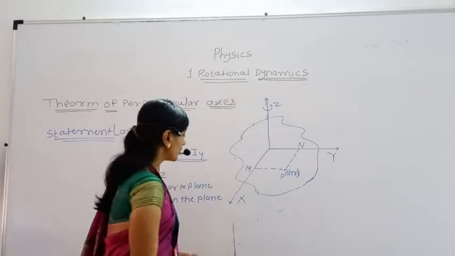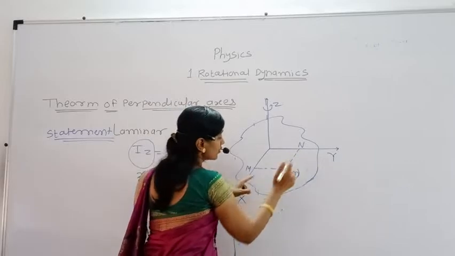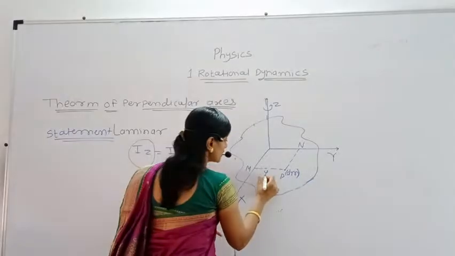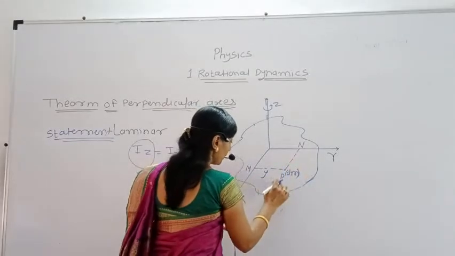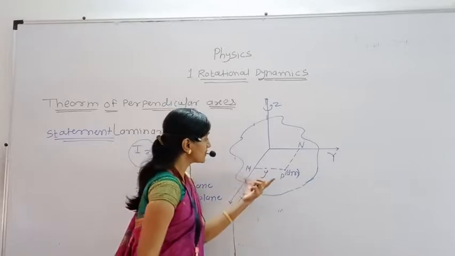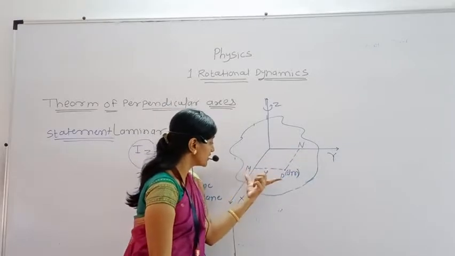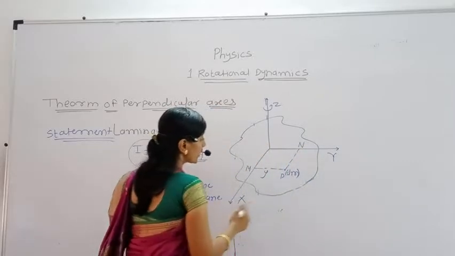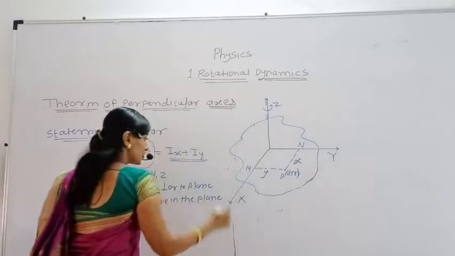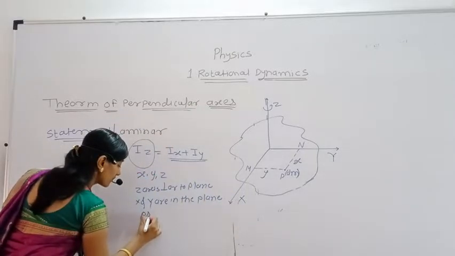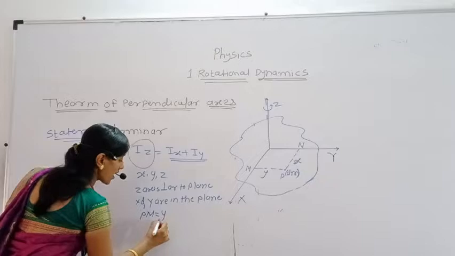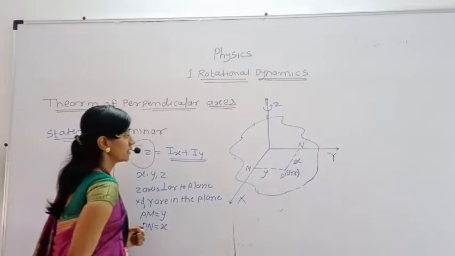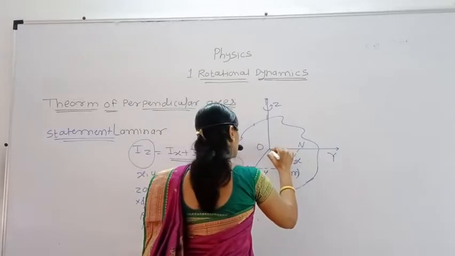Now here we can find out the distances. Sorry, MP is parallel to the y-axis, so it is y. PM is parallel to the y-axis, and PN is parallel to the x-axis, so its distance is x. So here we can write PM is equal to y, and PN is equal to x. Now this is point O. We can join this point.